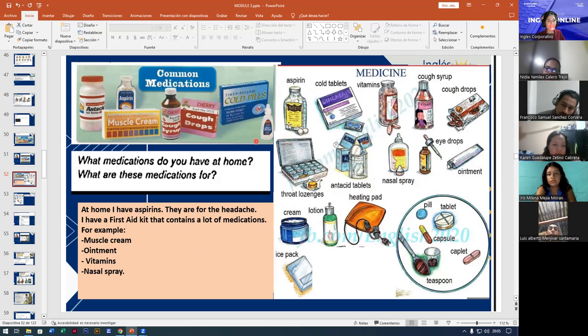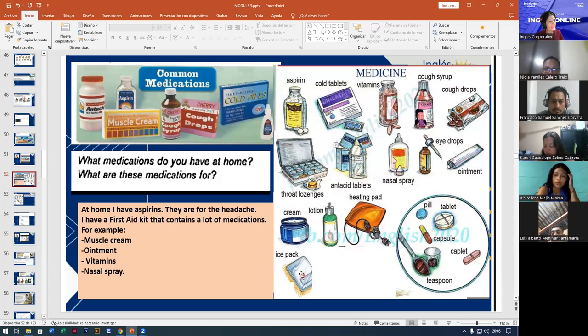So as you can check here, we have other medications. In general, they are medicine, right? For example, aspirin, that's very common, cold tablets, vitamins, cough syrup or cough drops. We also have eye drops, ointments. It's like a cream, right, that you can put on. Nasal spray, for when it's impossible for us to breathe very well, so we can use nasal spray. Antacid tablets are also very common. Throat spray, heating pad, lotion, cream.